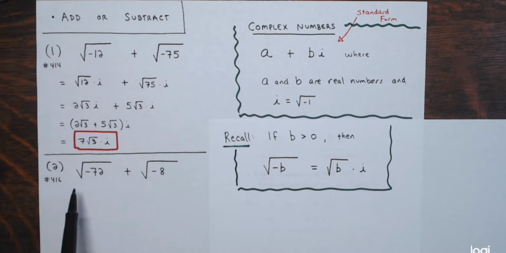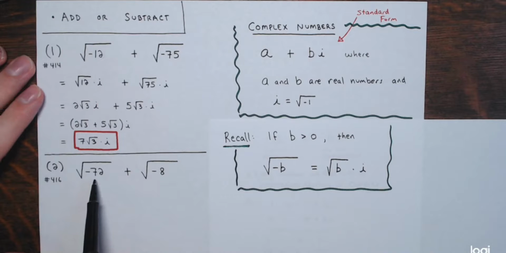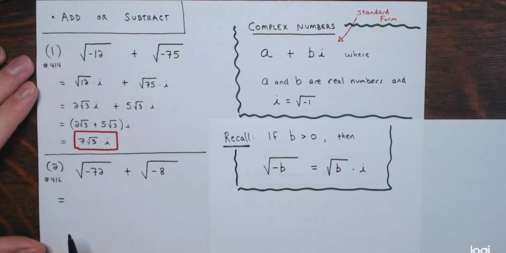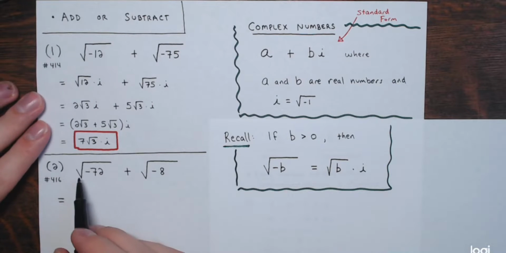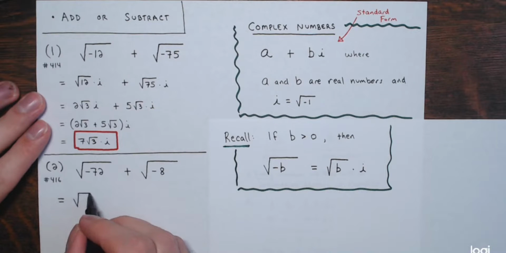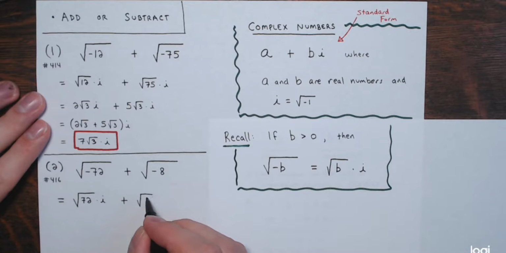Question 2. A very similar problem, to exercise 416. The square root of negative 72. Again, make this automatic. Anytime you see the square root of a negative number, rewrite it as an imaginary number. This is the square root of positive 72 times i, plus, and then the same thing with the square root of negative 8. I'm going to rewrite that as the square root of positive 8, a real number, times i.